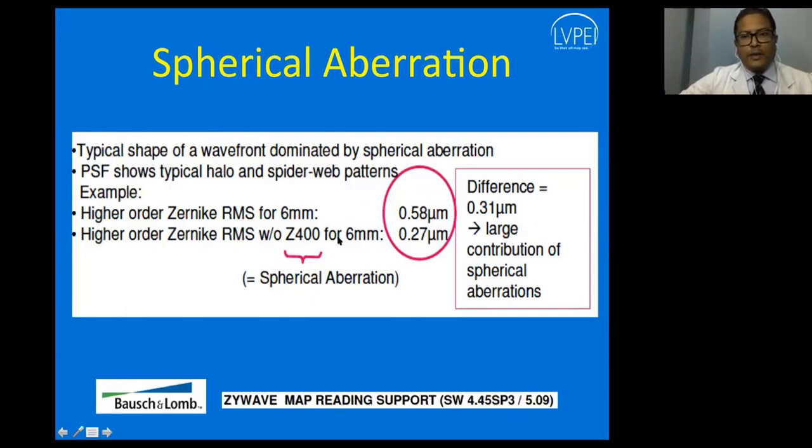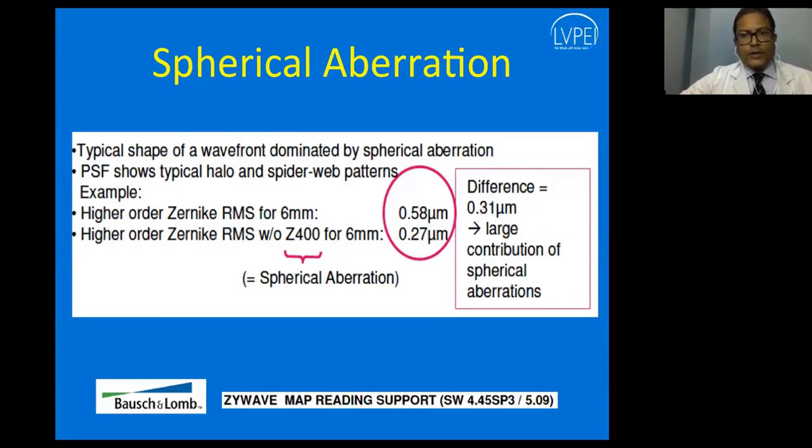And then look at the measurement of the higher order aberrations. The higher order aberration RMS for 6 millimeter is something like 0.58 microns, and without the Z400, which is typically the spherical aberration, it is 0.27. So a difference of 0.31 or larger suggests that there is a dominant effect of spherical aberration on the total aberrations of the eye.